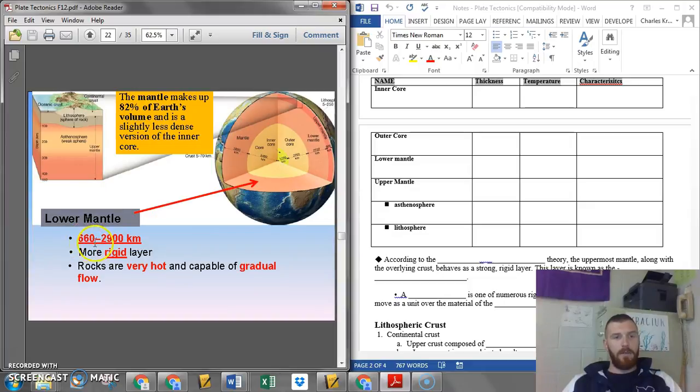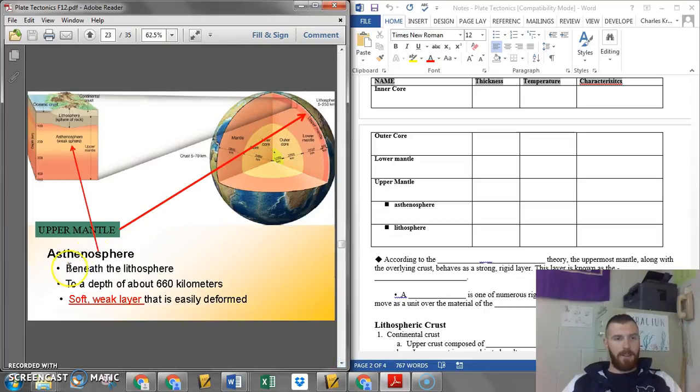Okay, the lower mantle is from about 660 to about 2,900 kilometers. It is a more rigid layer. The rocks are very, very hot and capable of gradual flow. And the mantle makes up about 82% of Earth's volume and is a slightly less dense version of the inner core.